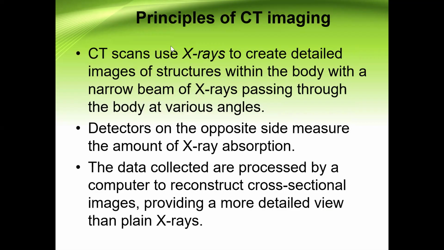The principle lies in the fact that CT scans use X-rays to create detailed images of structures of interest. This is done by passing a narrow beam of X-rays through the body at various angles. Detectors on the opposite side measure the amount of X-ray absorbed by the different tissues and their content. The data collected are then processed by a computer to construct cross-sectional images, giving a more detailed view than plain X-ray.